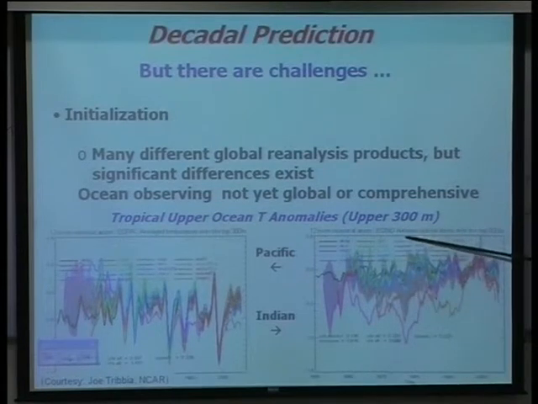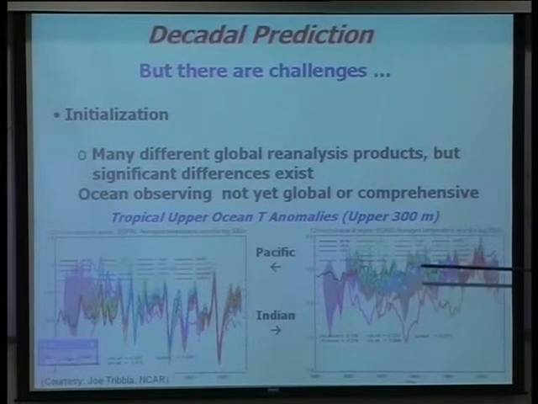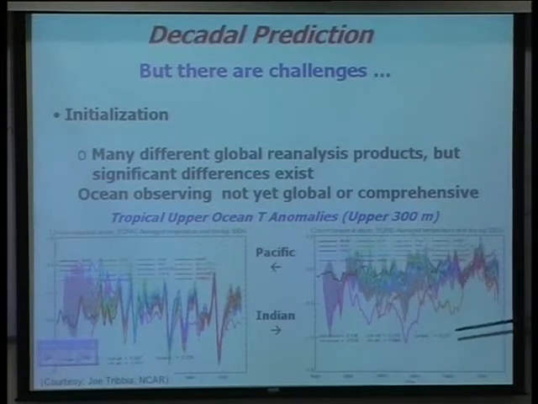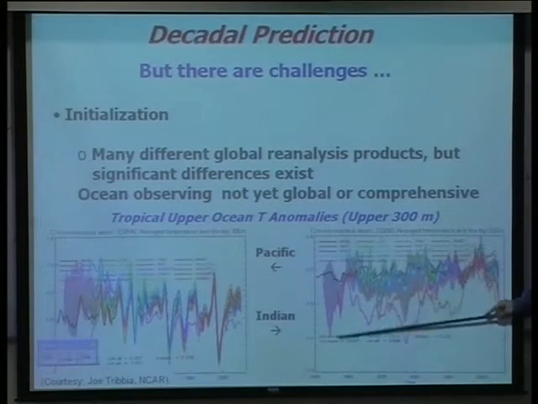But in the Indian Ocean, they're just starting to get an array of subsurface ocean observations called RAMA. So these solutions are all over the place. Maybe they're getting a little bit better in the modern era, but still a lot of variability. The problem is that if you want to do decadal forecasting, in order to have a reasonable record, you're going to have to go back in time, into the 1950s and 60s period.